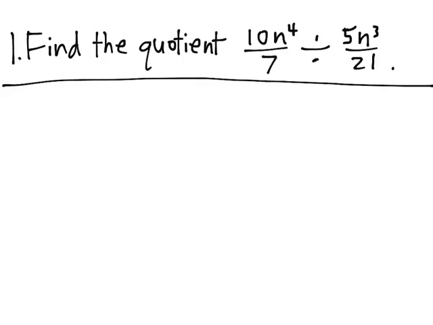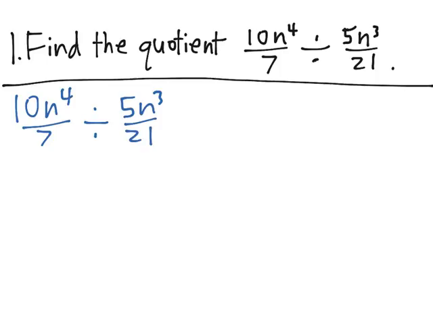Here are some examples of dividing rational expressions. Problem 1. Find the quotient 10n to the fourth over 7 divided by 5n cubed over 21. First, let's write this out. 10n to the fourth over 7 divided by 5n cubed over 21.